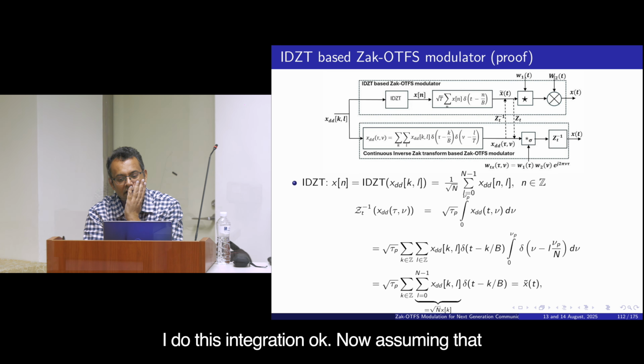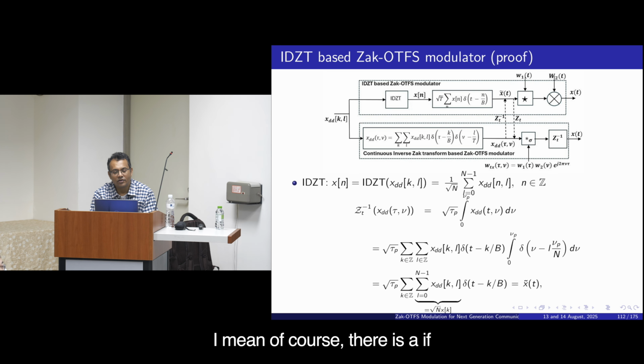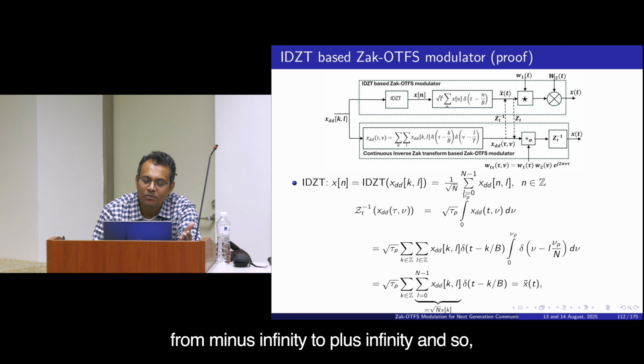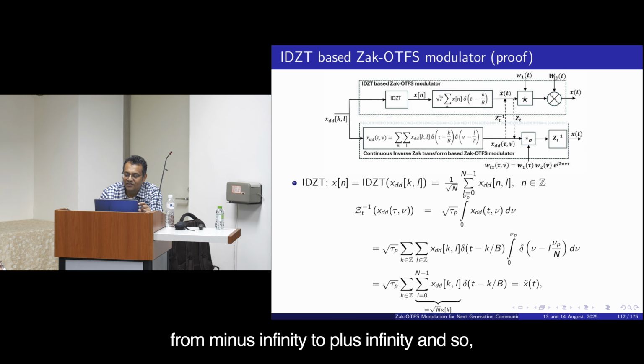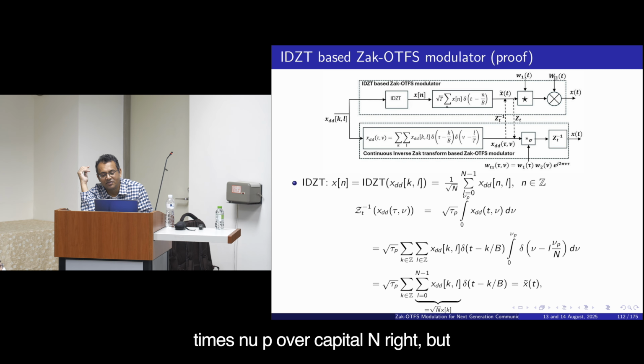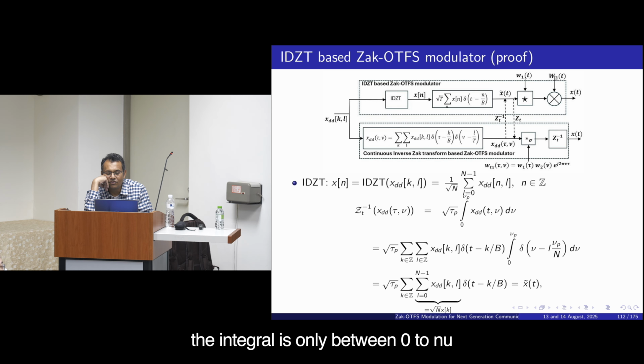Now, of course, if you see here this l, where is it? The l is actually going from minus infinity to plus infinity, and you have this Dirac delta at l times nu p over capital N, right. But the integral is only between 0 to nu p.